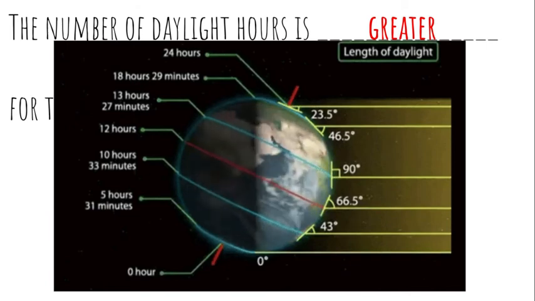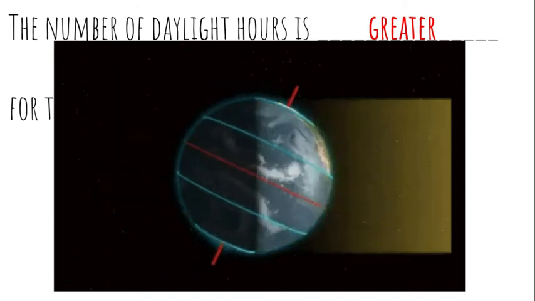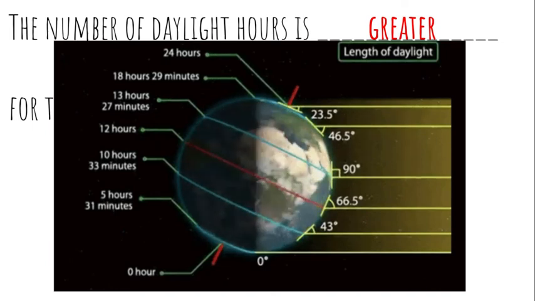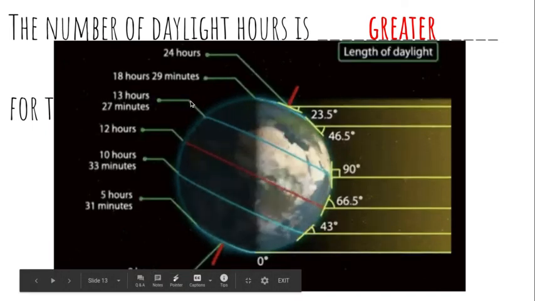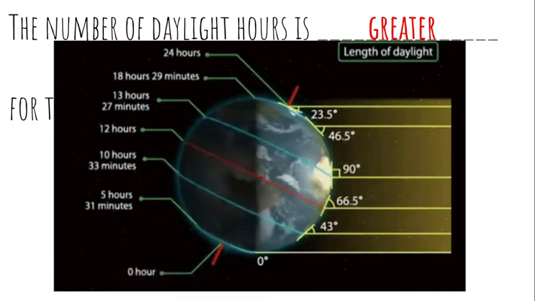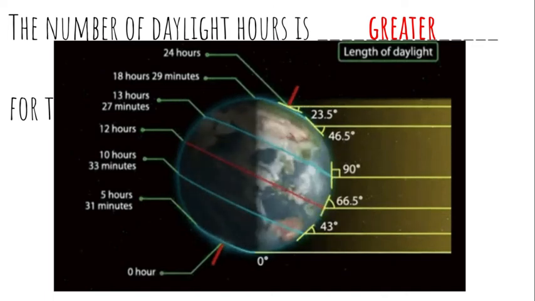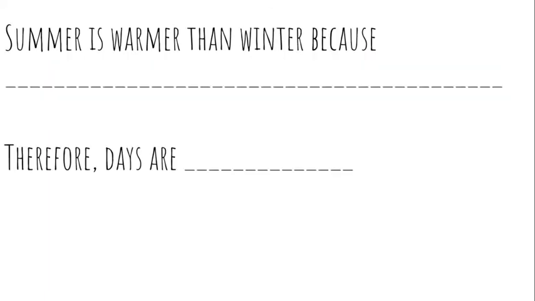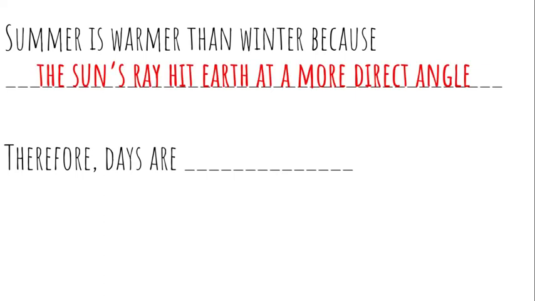So if you look at this graphic, you'll see the angle at which daylight is being received, and then how long the daylight hours are for that portion. There are some places that receive 24 hours of daylight and some places that receive no daylight at all during parts of the year. Summer is warmer than winter because the sun's rays hit Earth at a more direct angle. Therefore, days are longer.